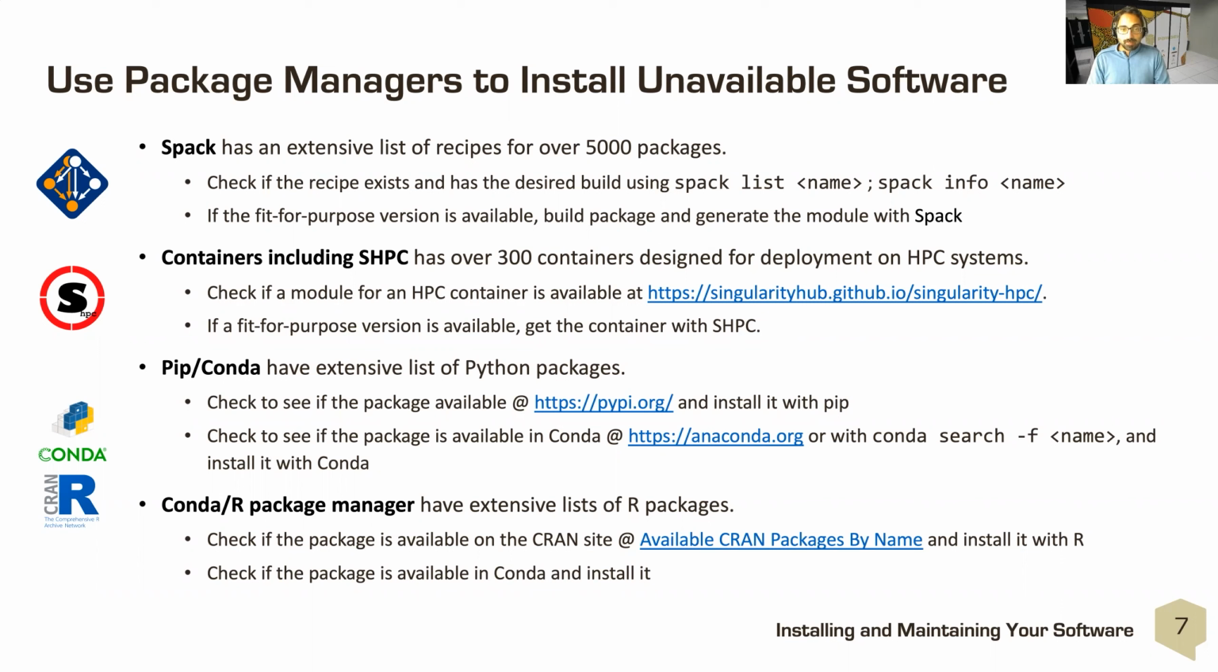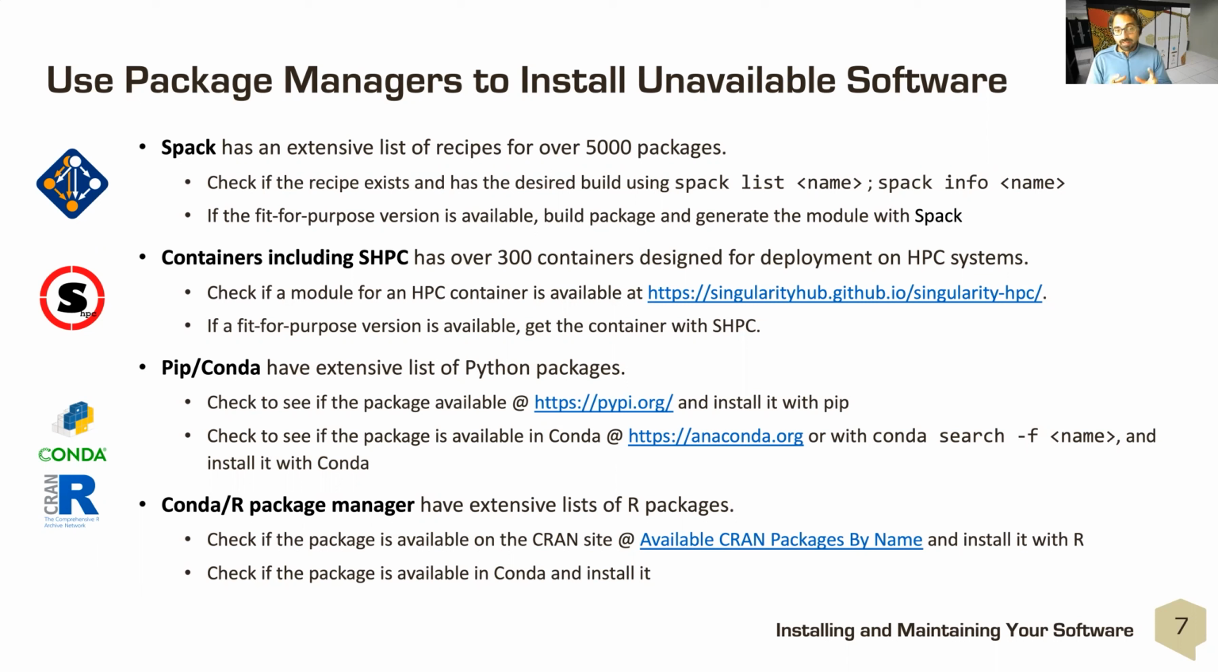Containers for HPC, or SHPC, provides over 300 containers designed for deployment on HPC systems. What this does is essentially provide a module that gives easy access to the software that resides in the container. So you could check to see if that container is available, looking on the particular site. And if it's fit for purpose, then you can grab this container and deploy it on the project or user part of the software tree and run there.